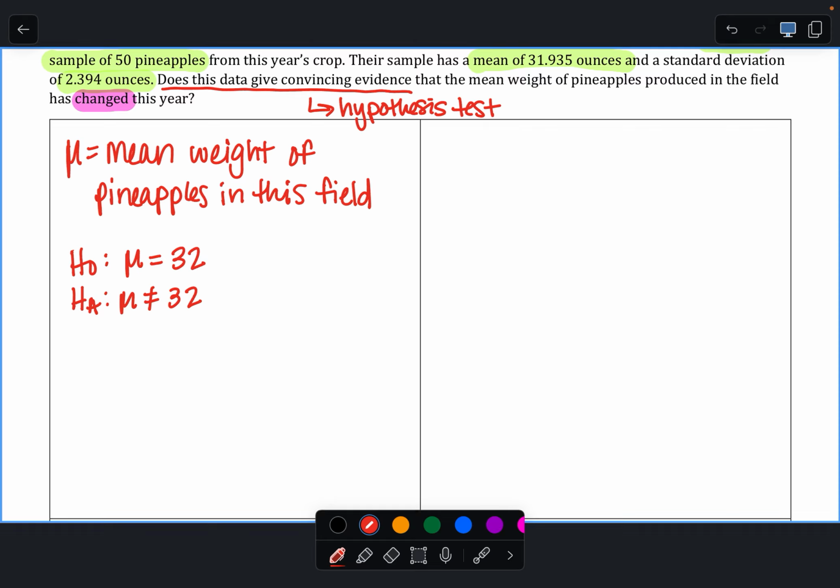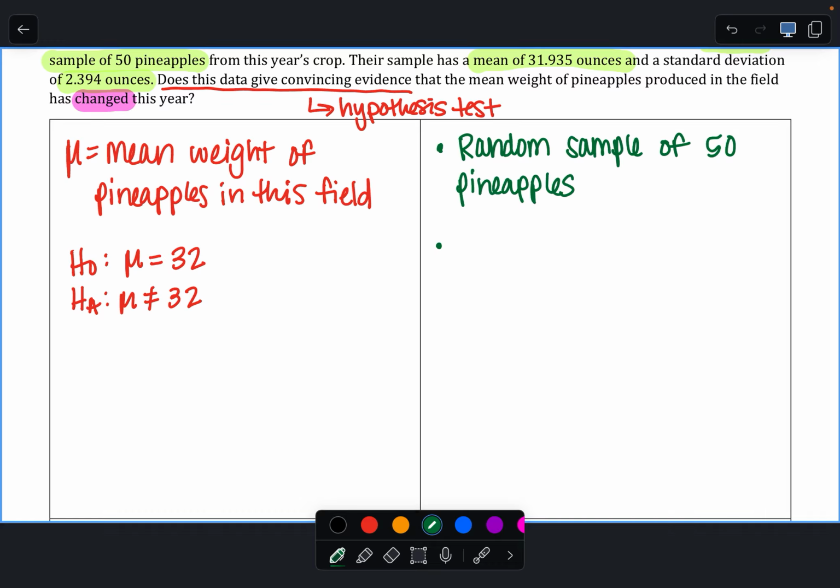So now that I have my parameter and my hypotheses, I'm going to check my conditions. They did say they did a random sample of 50 pineapples. And here in the first box, you can also define your alpha. We could say alpha is 0.05 because they didn't give us a specific one, but I'm going to put that into my conclusion so you don't have to write it twice. Random sample of 50 pineapples.